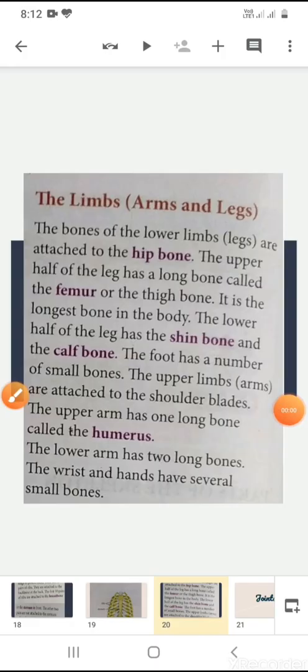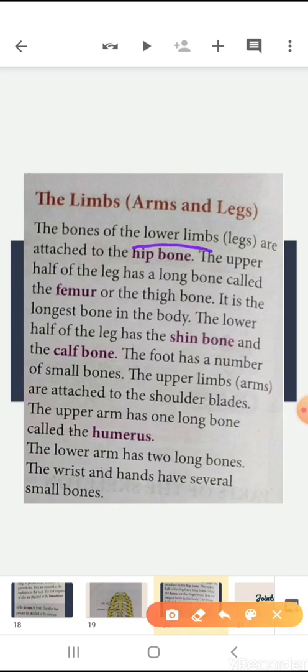Now children, we have the limbs. The bones of the lower limbs are attached to the hip bone. The upper half of the leg has the long bone called the femur, or you can say thigh bone. The thigh bone is the longest bone in the body.